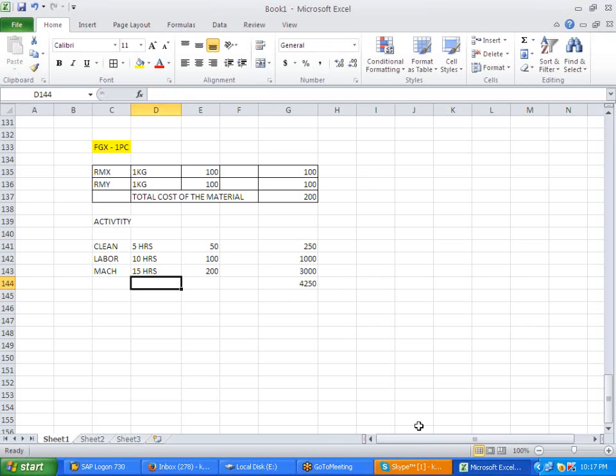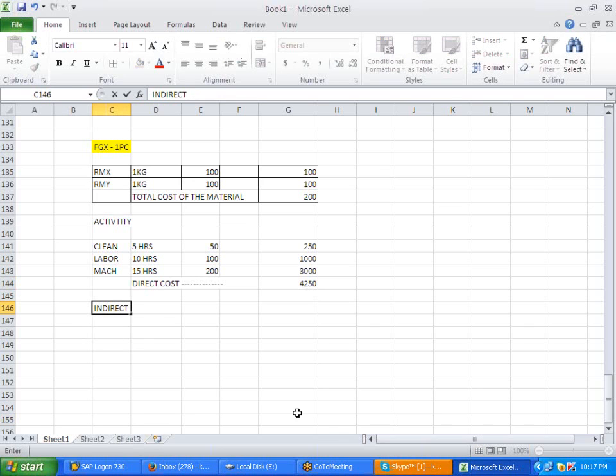This is the direct cost. You are able to recognize this cost. Cleaning, labor, machine is directly reflecting to your finished good X. So this is your direct cost. The total direct cost is this much, or you call it activity cost. The raw material is also a direct cost. Next.